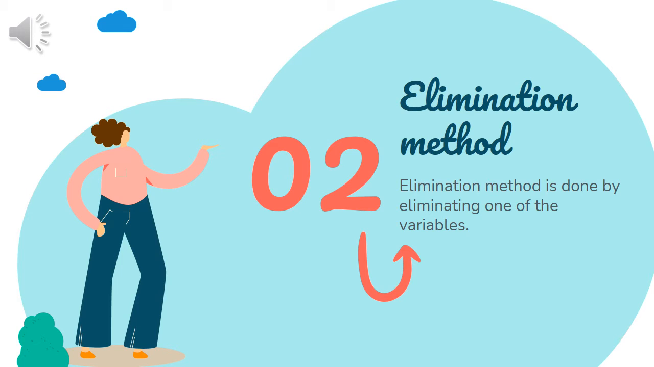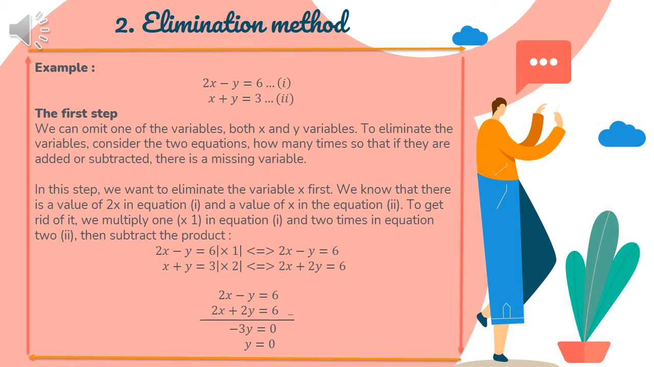2. Elimination method. The elimination method is done by eliminating one of the variables. Example, 2x minus y equals 6. The first equation, x plus y equals 3. The second equation. The first step, we can omit one of the variables, both x and y variables. To eliminate the variable, consider the two equations. How many times should each be multiplied so that if they are added or subtracted, there is a missing variable. In this step, we want to eliminate the variable x first.